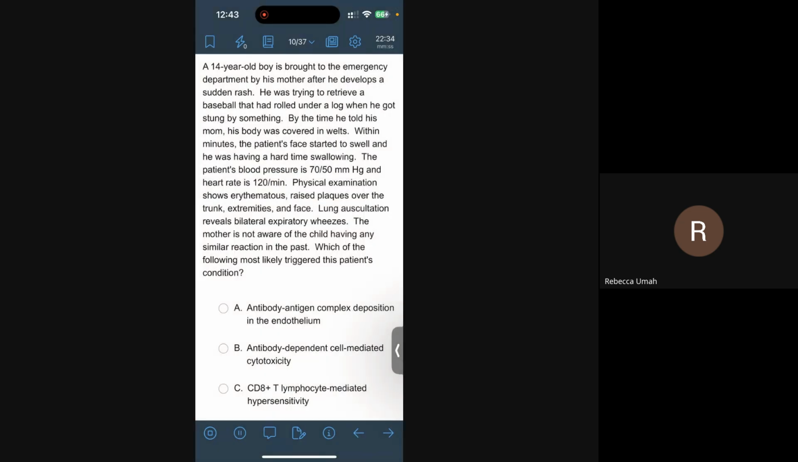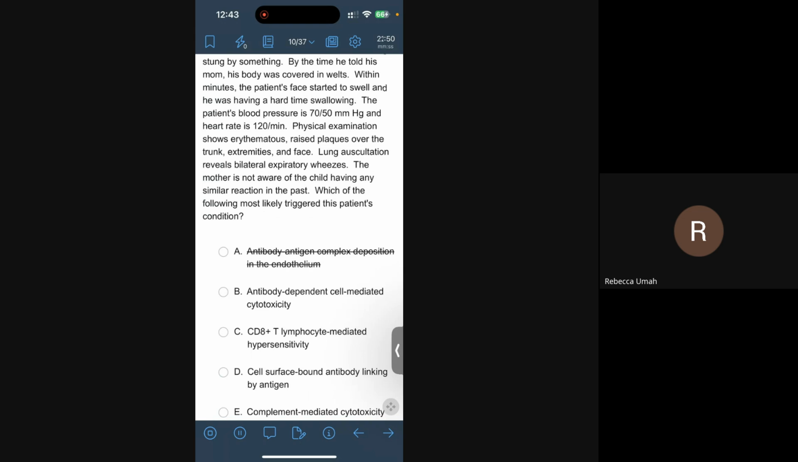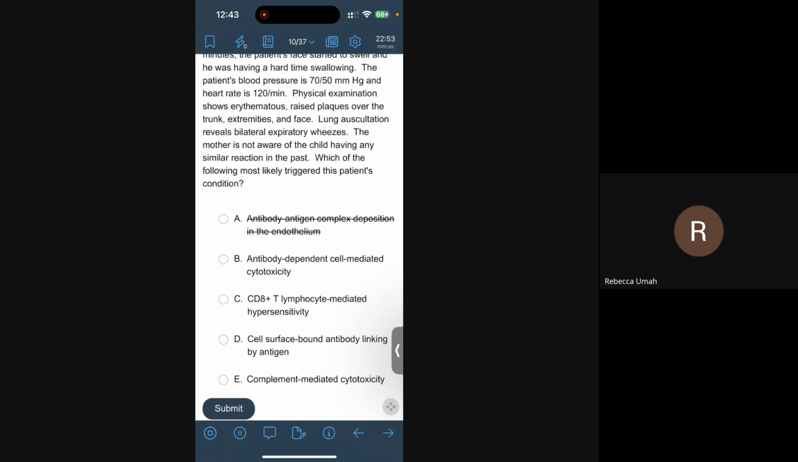Antigen antibody complex, option A, is for which hypersensitivity reaction? Antigen antibody complex is type 3. CD8 plus T lymphocyte is type 4. Very good. Antibody dependent cell mediated cytotoxicity is type 2. Very good.